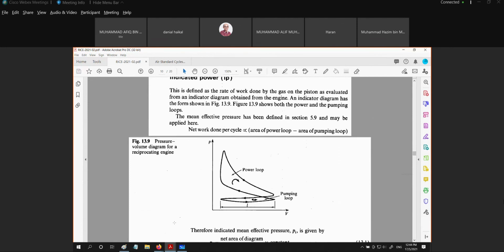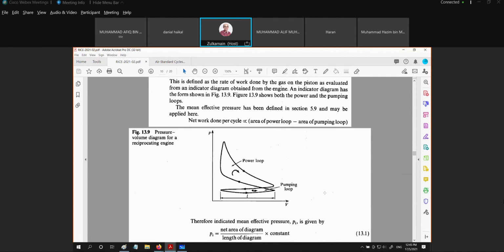Okay, it is defined as the rate of work done by the gas on the piston as evaluated from an indicator diagram obtained from the engine. Okay, this is obtained from the engine. And what is the net work? The net work is equal to the area of the power loop minus the area of the pumping loop. This is for a 4-stroke engine. When we sum up these two, positive work and negative work, we get the W net.